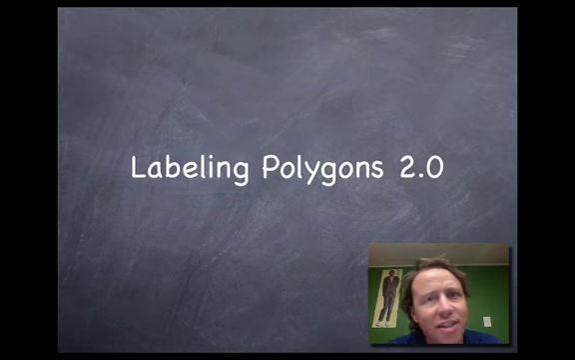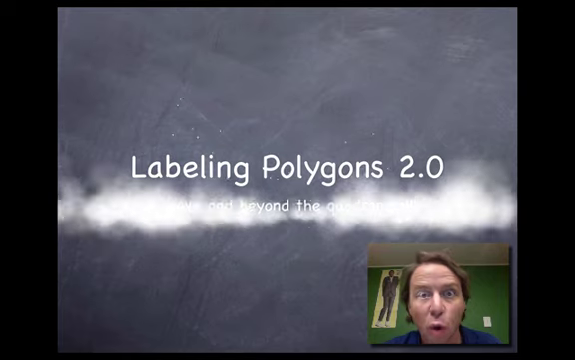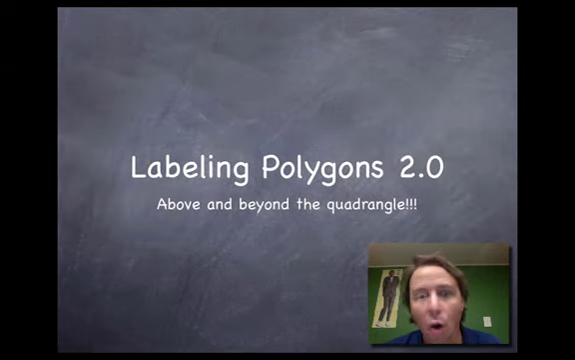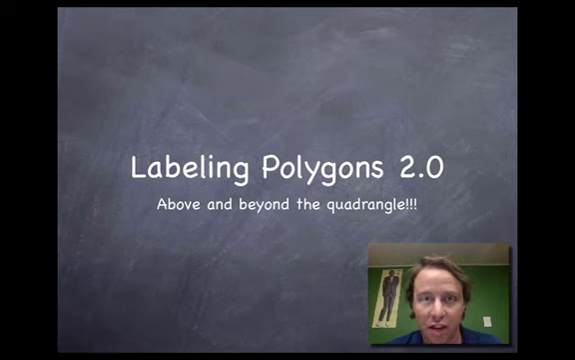Mr. C's second presentation on labeling polygons. We went up to quadrangle last time. We're going beyond quadrangle this time. So we're going to talk about polygons that have more than 4 sides. If you don't know what a quadrangle is, you are in the wrong lesson. Go ahead and back it up. Check out my lesson on quadrangles.